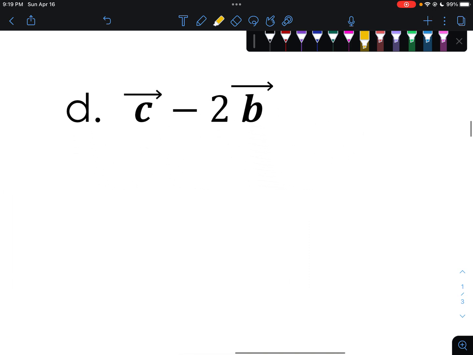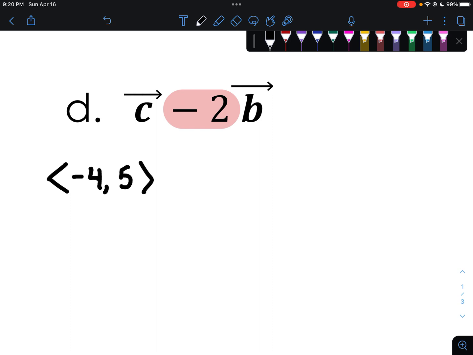Looking at letter D. So this time we need to multiply by a 2, and we're subtracting. So I'm going to highlight both of those so we can see. So vector C gets to stay the same. It's going to stay -4, 5. Then I am going to subtract when I multiply 2 by vector B. Let me write those like that. There we go. So vector B is 1, 7.